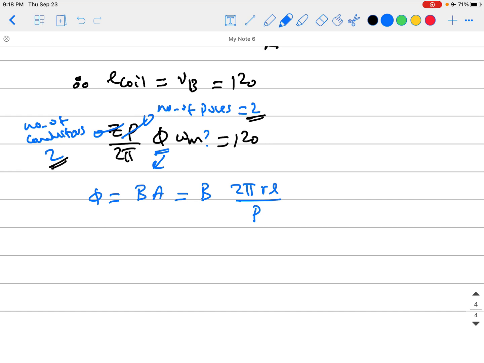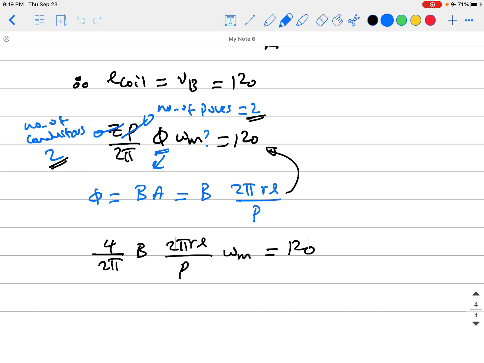You have R, which is the radius of the rotor, L, the length of the machine, and P, the number of poles. All of those are known to you, so you just substitute in this equation. So Z equals 2, multiplied by the number of poles, so it's 4 divided by 2π. The φ equals B multiplied by 2πRL over P, times ω_m equals 120. You have everything here, the flux density B.